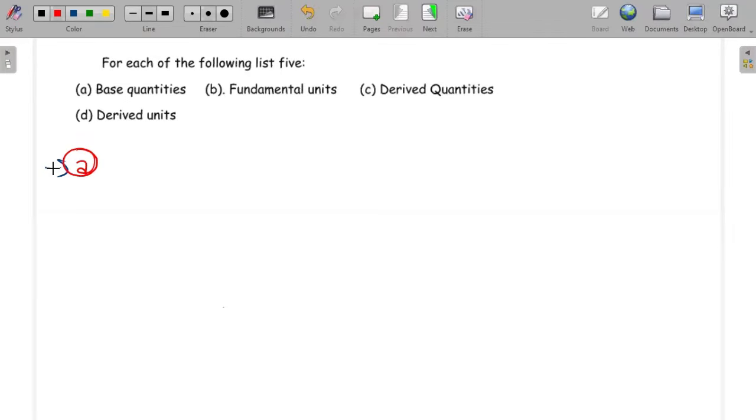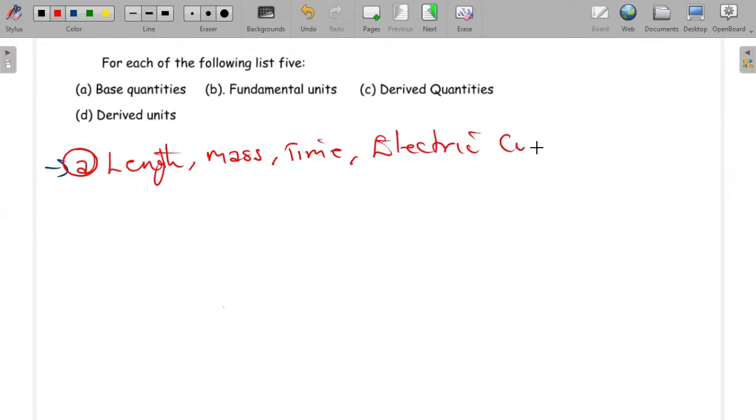A is saying we should list five base quantities, which means we're supposed to list those primary or fundamental physical quantities that we discussed on Tuesday. There are seven in total, but they're only looking for five. So we'll mention length, mass, time, electric current, but also temperature. These are five base quantities or fundamental physical quantities.